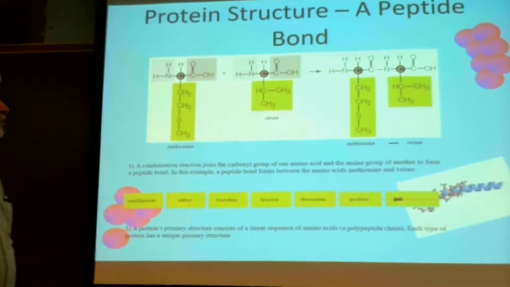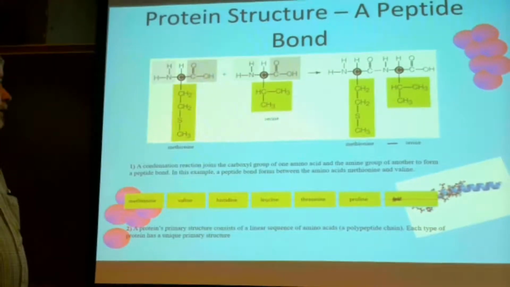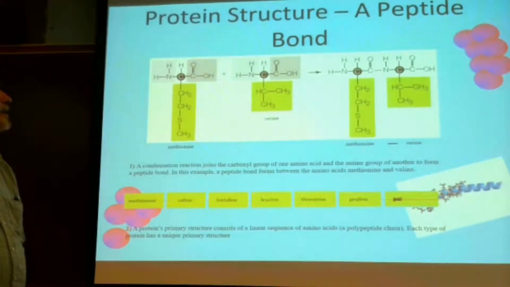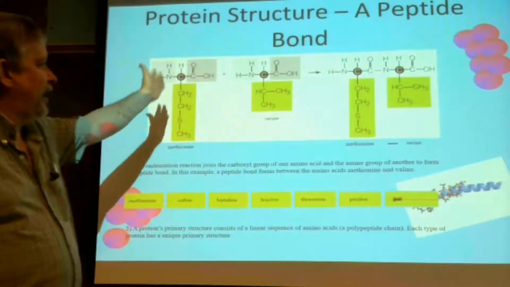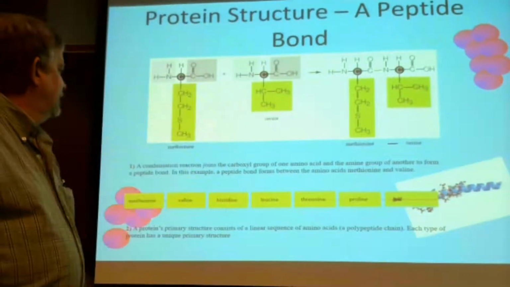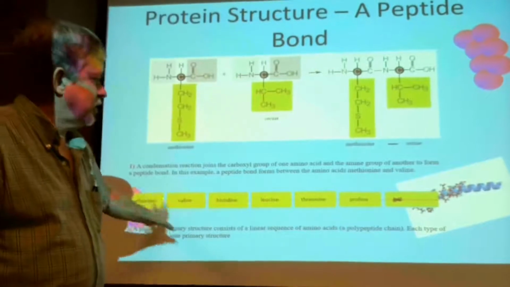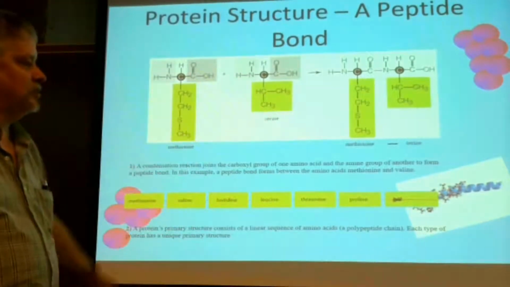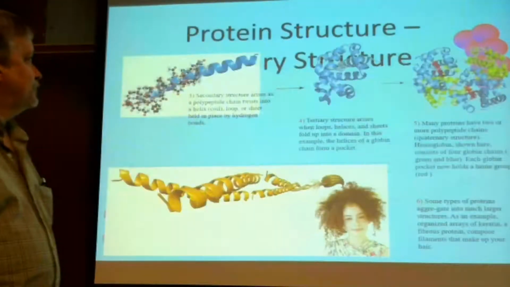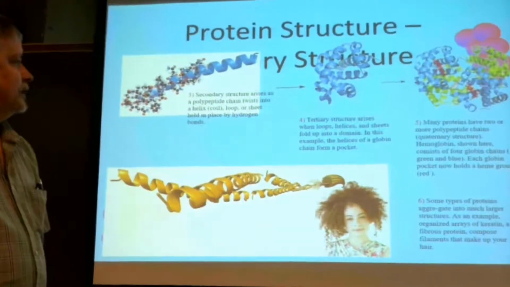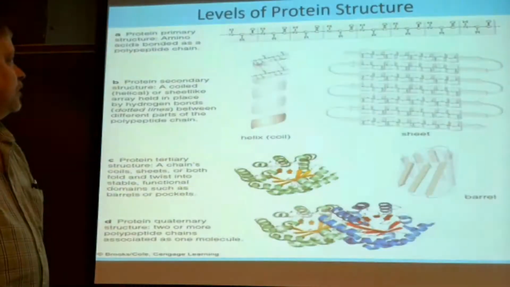So protein structure is a peptide bond. So all that means is, what is a protein? It is amino acids attached together. Then the secondary structure is they coil. The tertiary structure is they are folded. So that's just a review of what we just talked about.